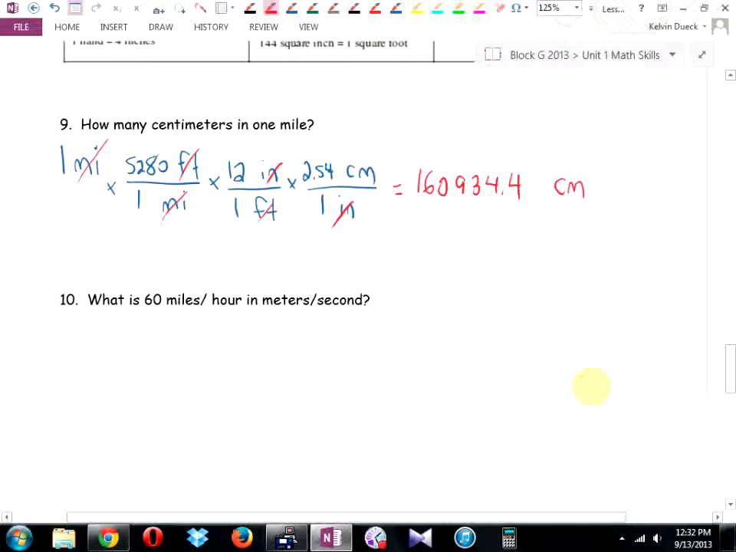Example 10. What is 60 miles an hour in meters per second? Well, I need to somehow change miles to what? Meters. And hours to what? Can we do that all at the same time? We can do it in one long chain. We're going to do each conversion one at a time.